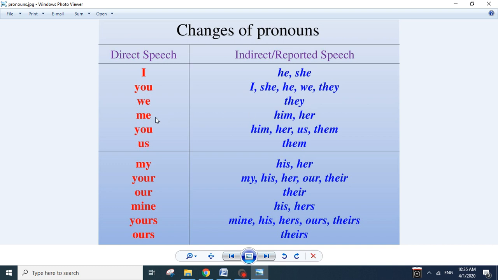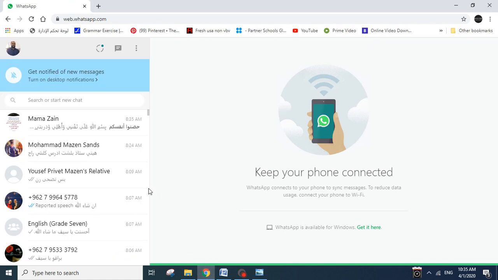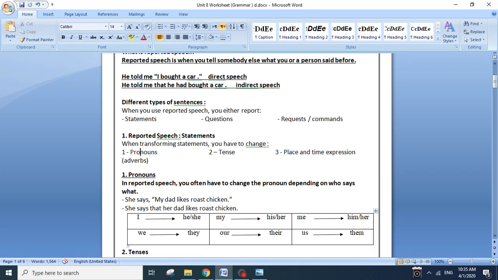We to they, me to him or her, you to him or her or us or them. Here, which you? We are talking about the object you, okay? Us to them, my, his or her; your to my, his, her, our or their; our to their; mine, his or hers; yours into mine, his, hers, ours, theirs; so ours into theirs. So this is the first step, which is changing the pronouns.